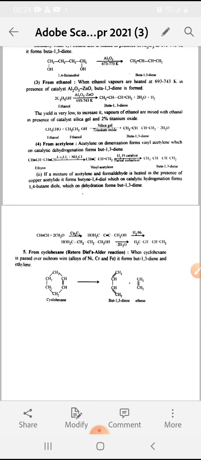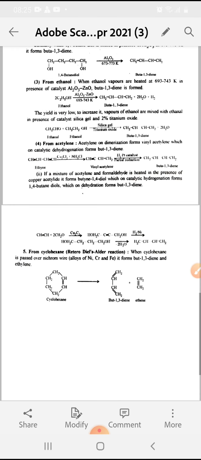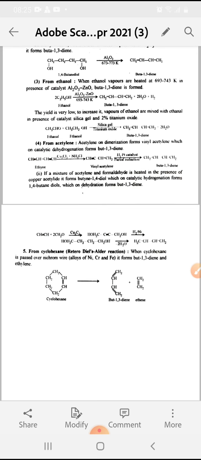buta-1,3-diene. The last method of preparation is from cyclohexene, and this is the Retro-Diels-Alder reaction. When cyclohexene is passed over nichrome wire, that is an alloy of nickel, chromium and iron, it forms buta-1,3-diene and ethylene.